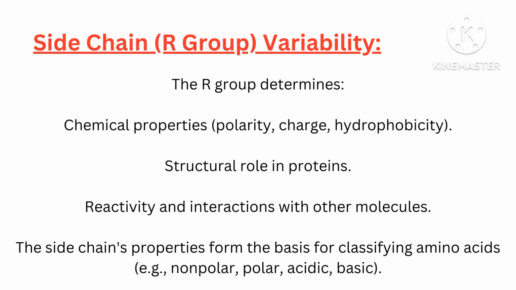Side chain, R group, variability. The R group determines chemical properties, polarity, charge, hydrophobicity, structural role in proteins, reactivity and interactions with other molecules. The side chain's properties form the basis for classifying amino acids, for example, nonpolar, polar, acidic, basic.